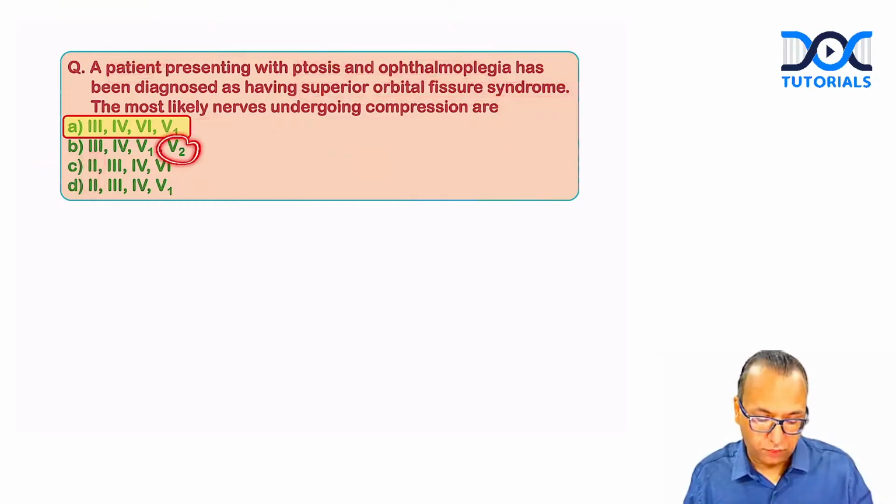And you cannot include V2, the maxillary nerve, here, because the maxillary nerve is a content of the cavernous sinus, but it passes through the foramen rotundum. It is not passing through the superior orbital fissure. So the only possible answer is choice number A.